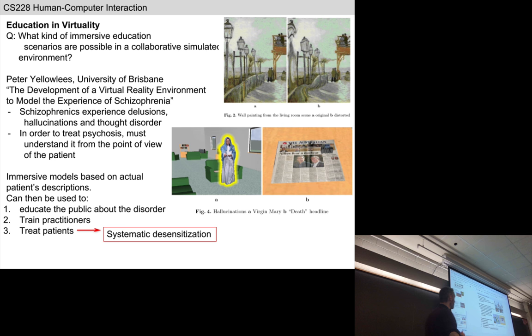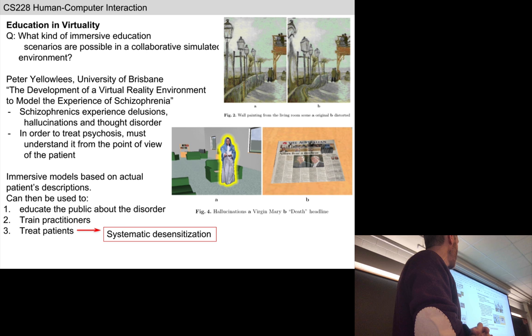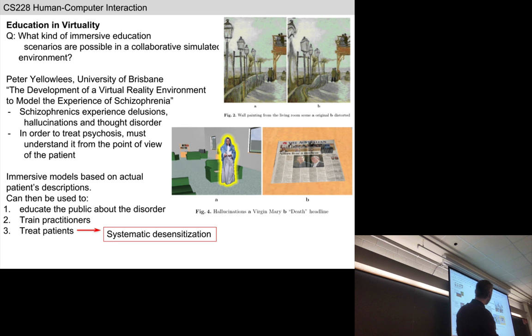We just talked about medical training. There is a lot of use of this in terms of education for medical pathologies. There's a great example here. This is a snippet from a research paper a few years back about using virtual reality to train students about schizophrenia.